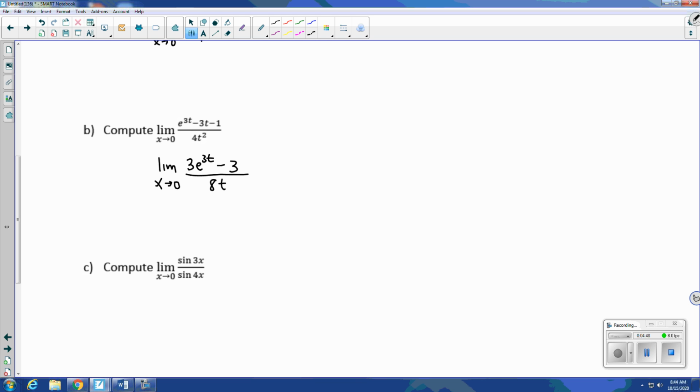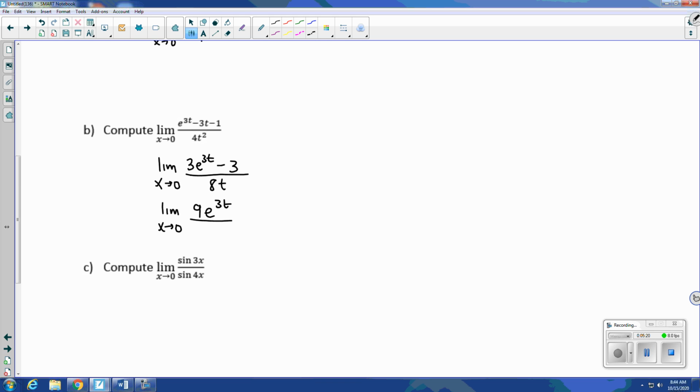Reevaluation. E to the 0 is 1, 3 minus 3 is 0. 8 times 0 is 0. I got 0 over 0 again. I can repeat the process because the numerator and denominator are still differentiable functions. So I can calculate the derivatives of each one again. Up top, derivative of 3 times e to the 3t is going to be 3 times the derivative of e to the 3t, which we already found. So in total, we're going to get 9 e to the 3t.